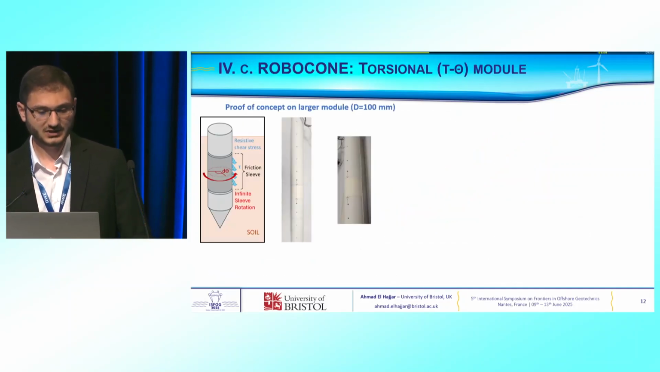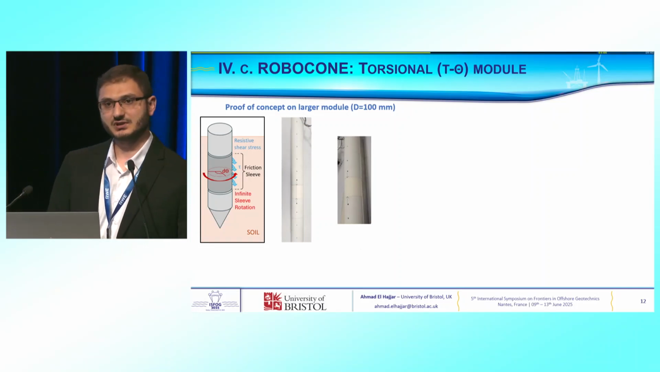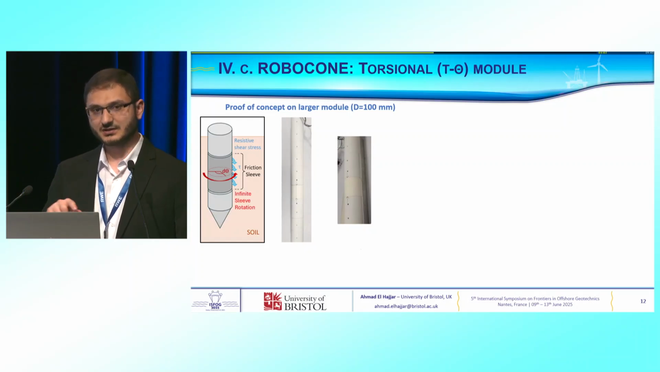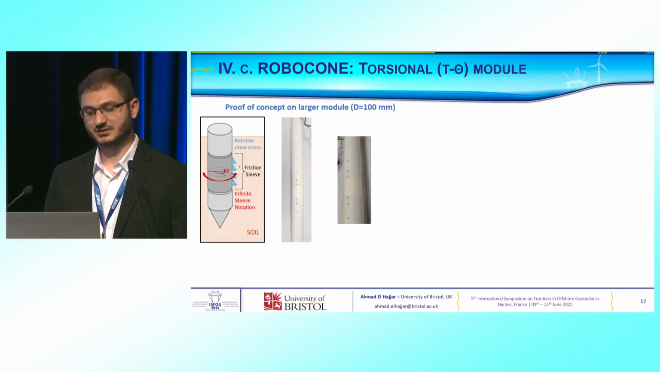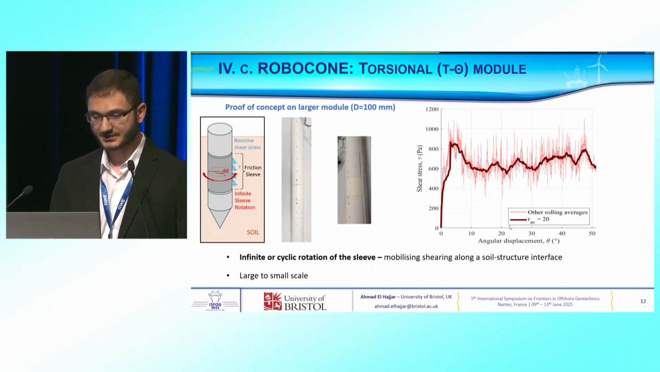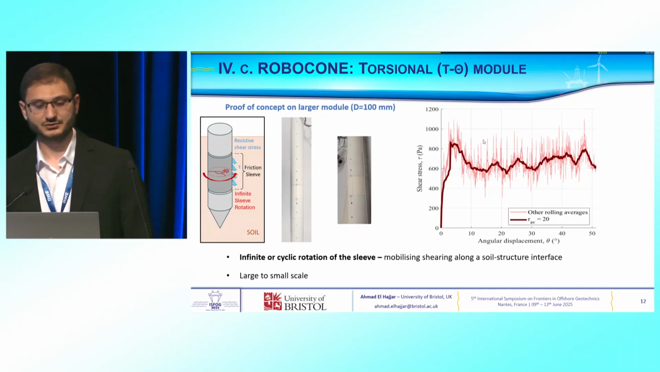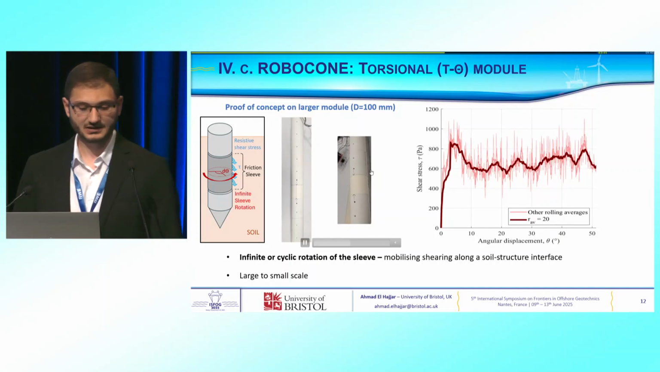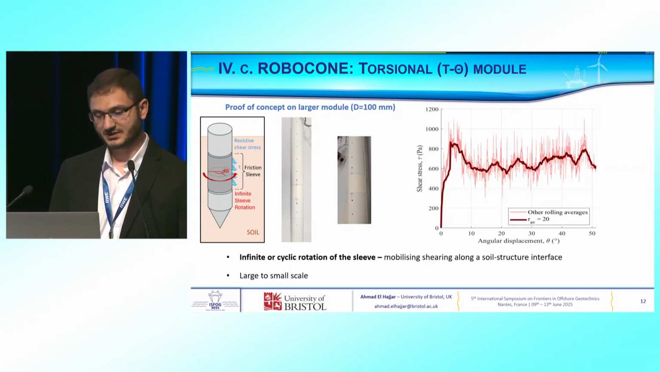Now let's go quickly to the second torsional tau theta module, which is still under development. This module does a circular motion in the soil. You can see here a photo of the 3D printed version and a typical obtained tau theta curve. You can see in this video how we can apply an infinite and cyclic rotation of the sleeve, mobilizing shearing along a soil structure interface.